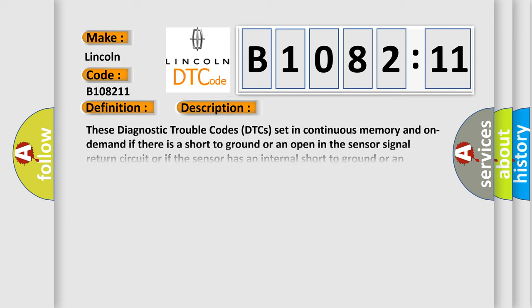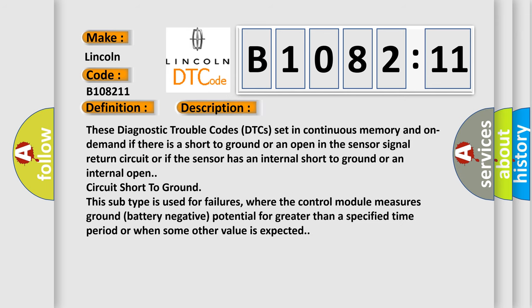And now this is a short description of this DTC code. These diagnostic trouble codes, DTCs, set in continuous memory and on demand if there is a short to ground or an open in the sensor signal return circuit, or if the sensor has an internal short to ground or an internal open circuit. This subtype is used for failures where the control module measures ground, battery negative potential, for greater than a specified time period or when some other value is expected.